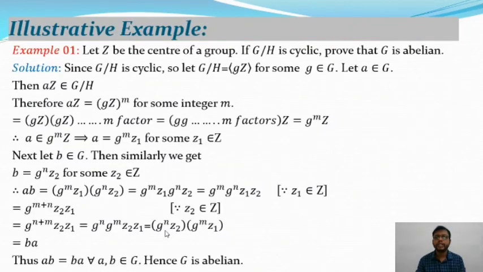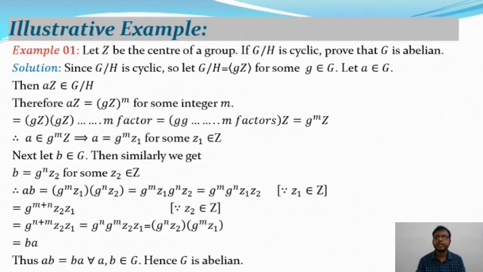So after that we will take an example on the quotient group. So here is the example. Let Z be the center of a group G, and if G/Z is cyclic, then prove that G is abelian. So here is the solution. Since G/Z is a cyclic group, let there be a generator, so G/Z equals the group generated by gZ for some g belonging to G. And let a be any element belonging to G, then aZ belongs to the quotient group G/Z. So therefore aZ is equal to (gZ)^m for some integer m.